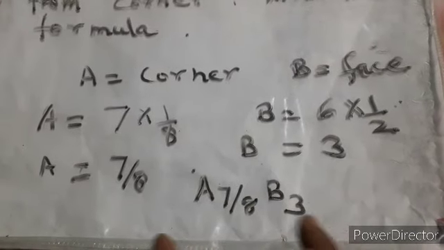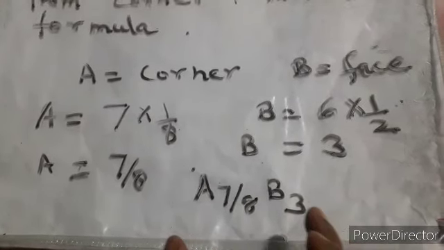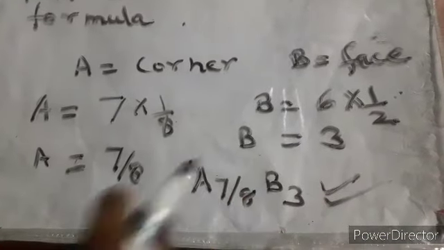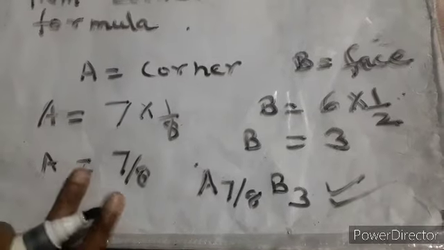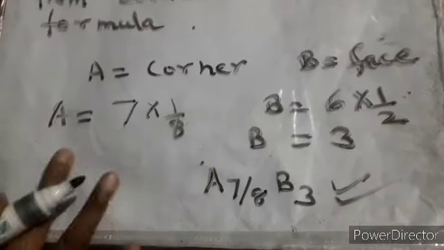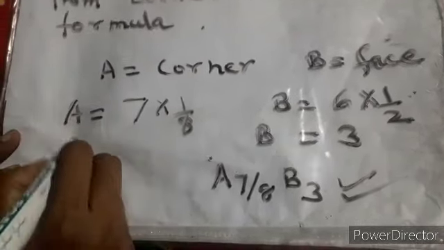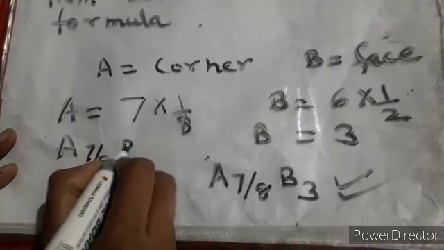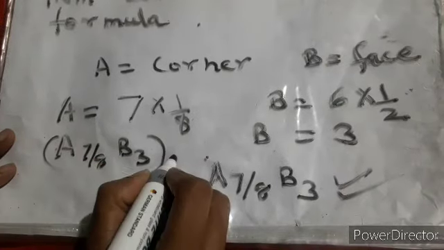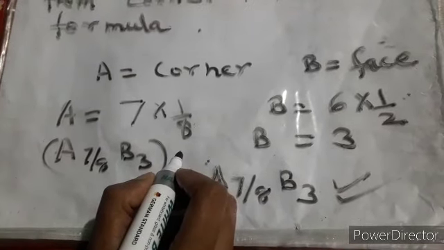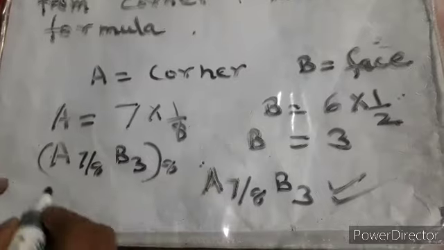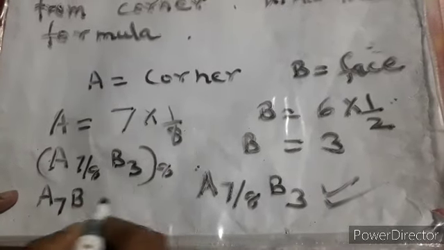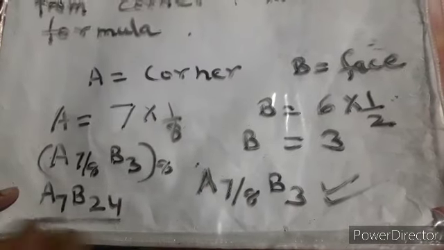Now suppose a person wants to write in whole numbers in place of fractions, so please write down this answer also. For that, I am just rubbing it from here. You simply multiply it by 8. When you multiply by 8, the 8 will be cancelled, and you will get A 7 and B will be 3 eights are 24. So this will also be your answer.